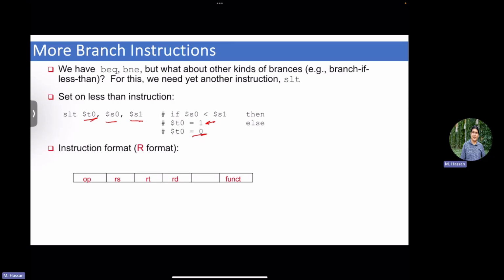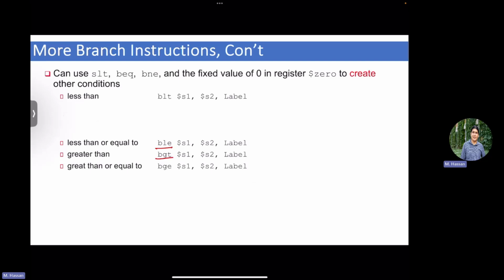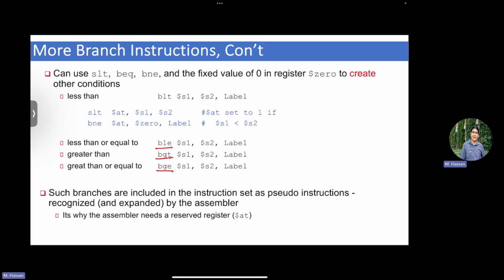Yeah, there are similar ones: branch less than or equal, branch greater or equal. There can be multiple types of branches, and all behave just the same way. The only thing that changes among these ones is how you calculate your condition.